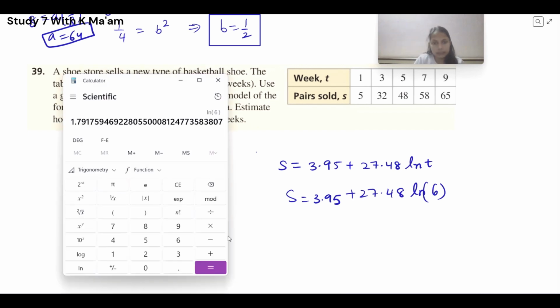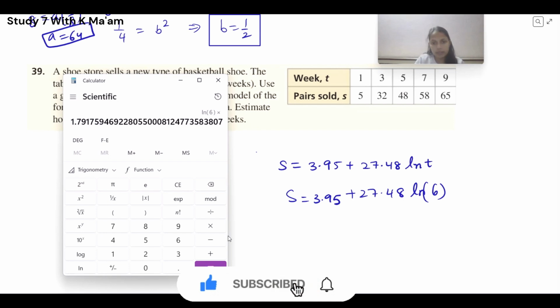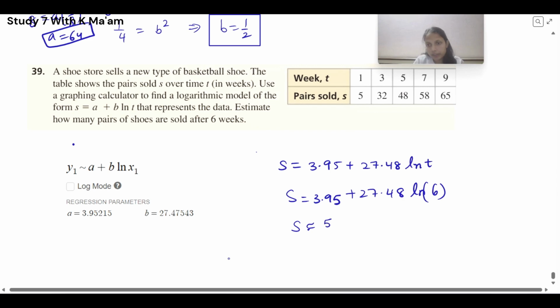So ln of 6 multiplied by 27.48 plus 3.95. I'm getting 53.18. So S is approximately 53.18. But it is a number of pairs, so it cannot be a decimal. So you can take the number as only 53. Okay. So 53 pairs are sold in the 6th week.